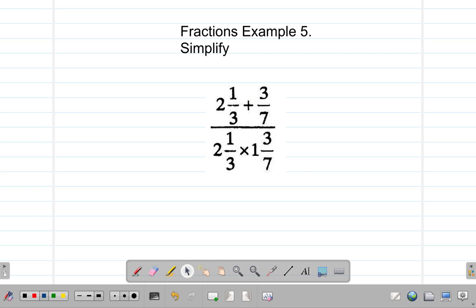Fractions. Now, this is another fraction I copied from a CSEC maths past paper. 2 1/3 plus 3/7, divided by 2 1/3 times 1 3/7. I want you to pause the video and work this out. Simplify it.